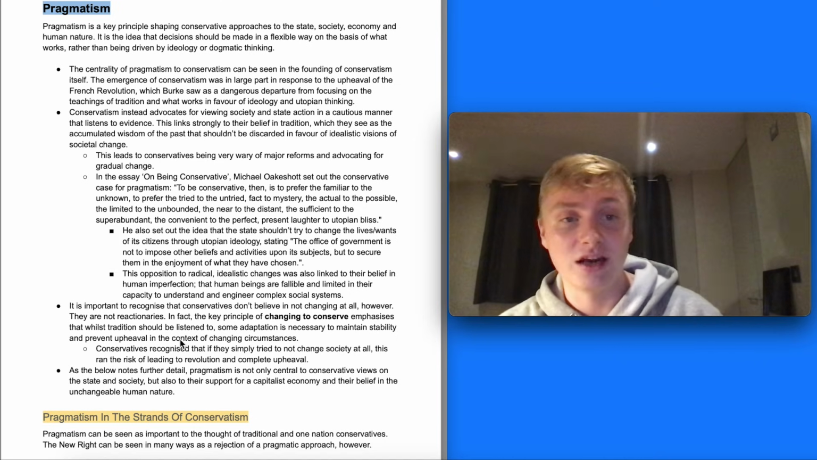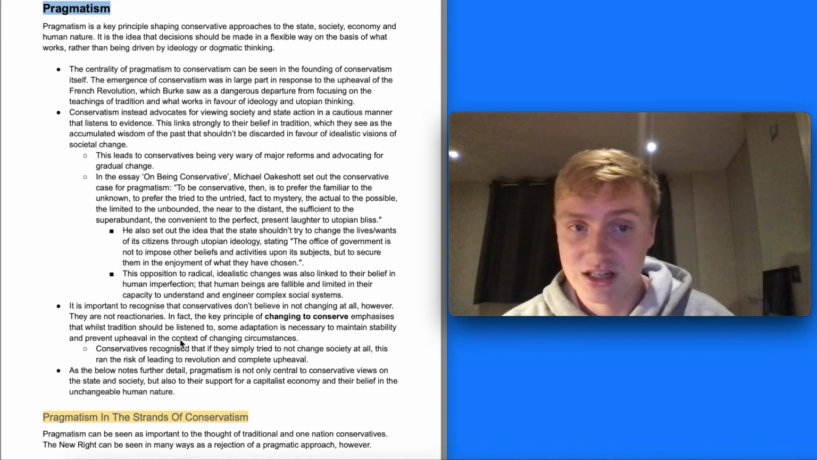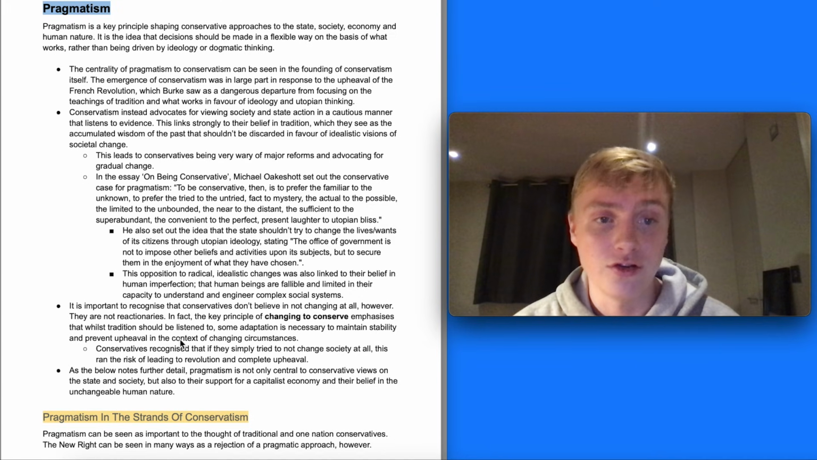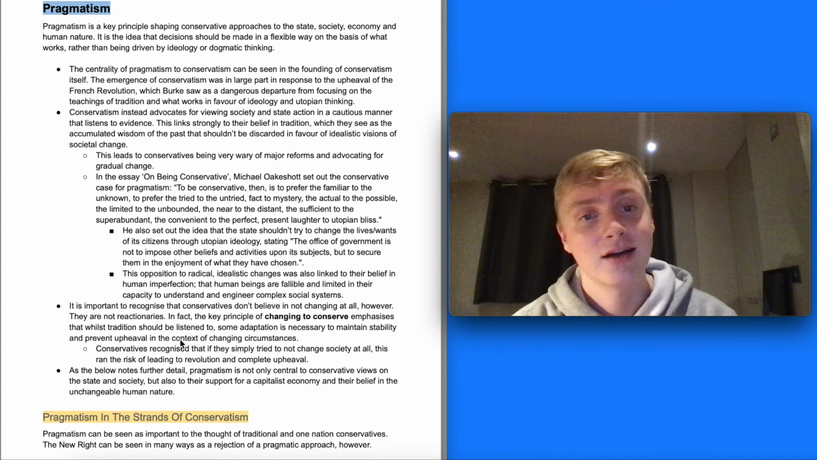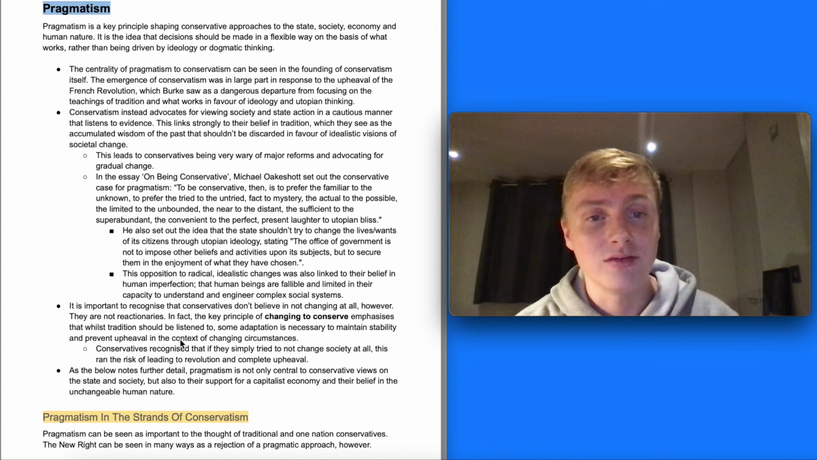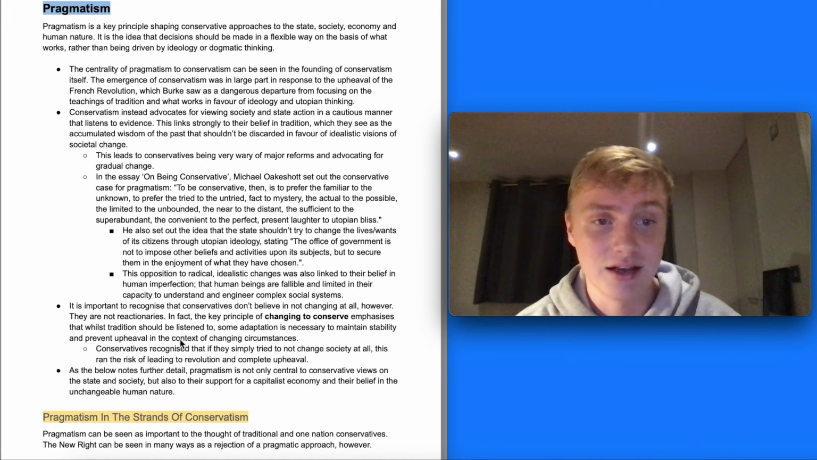So in On Being Conservative, Michael Oakeshott, for example, set out the conservative case for pragmatism. He said, to be conservative, then, is to prefer the familiar to the unknown, to prefer the tried to the untried, fact to mystery, the actual to the possible, the limited to the unbounded, the near to the distant, the sufficient to the superabundant, the convenient to the perfect, present laughter to utopian bliss.